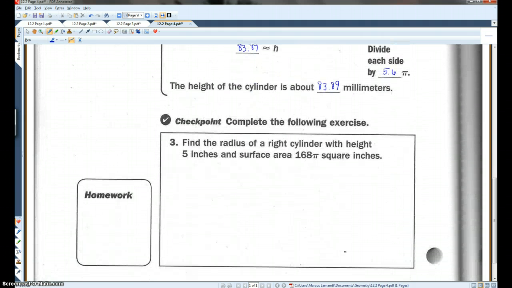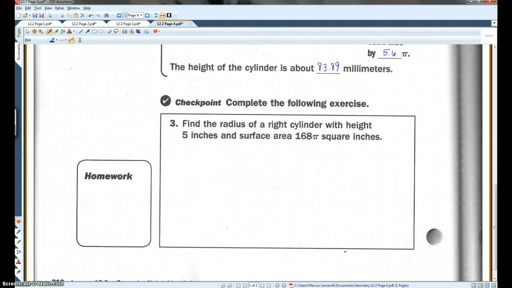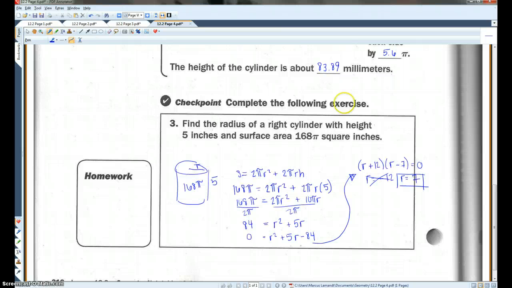Alright. Checkpoint. Last one. Complete the following exercise. Find the radius of a right cylinder with the height of 5 inches and the surface area of 168 pi square inches. Go ahead and pause the video here, and then when you're ready for the answer, hit play. Alright, and here's the answer that you should have gotten.